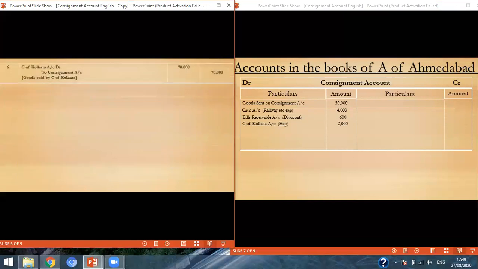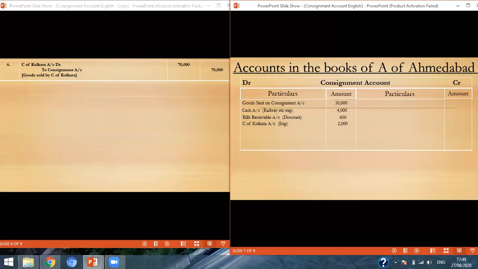Then the next entry was C of Kolkata account debit to consignment account credit. Here the consignment account is credited, so we have to do a credit side entry. So we have to write down to the credit side of consignment account C of Kolkata Limited, and in bracket we have to write down sales 70,000 rupees.